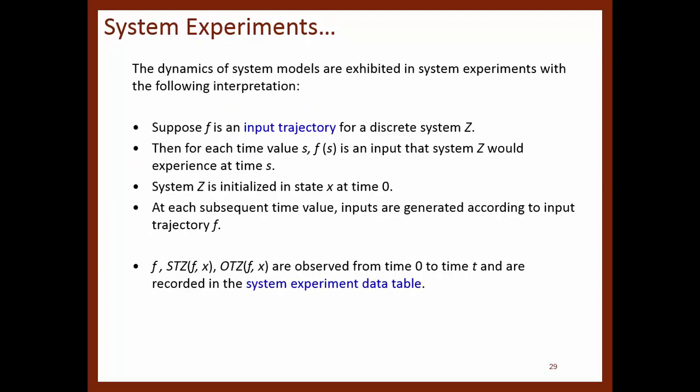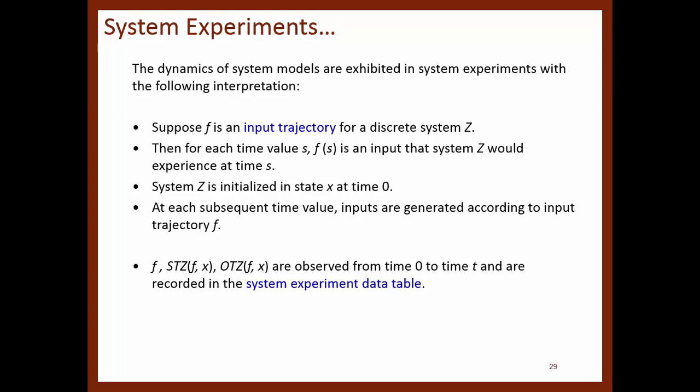The dynamics of the system models are exhibited in system experiments with the following interpretations. Suppose that F is an input trajectory for the discrete system Z. Then for each time value S, f of S is an input that system Z will experience at time S. The system Z is initiated in state X at time 0. At each subsequent time value, inputs are generated according to the input trajectory F.